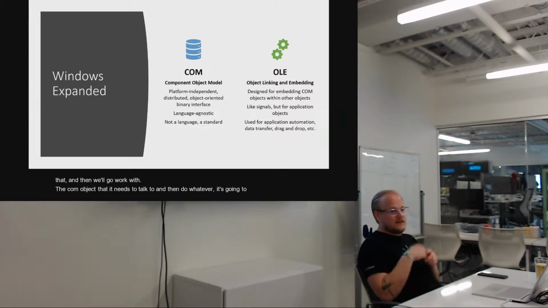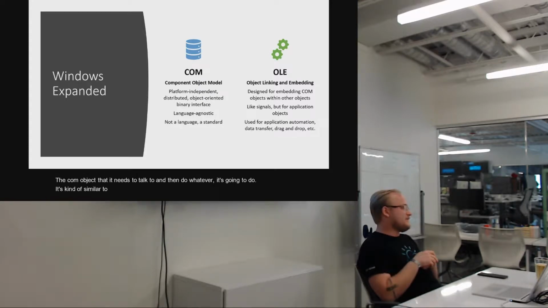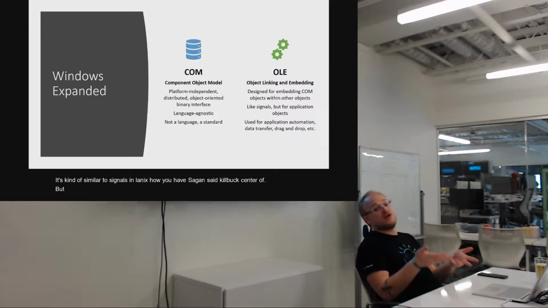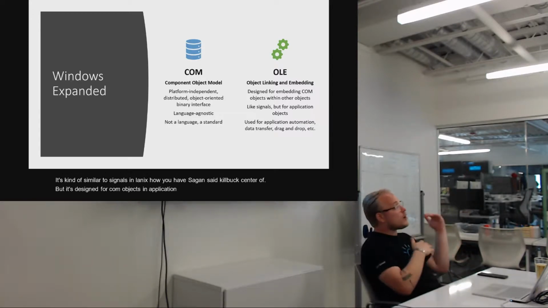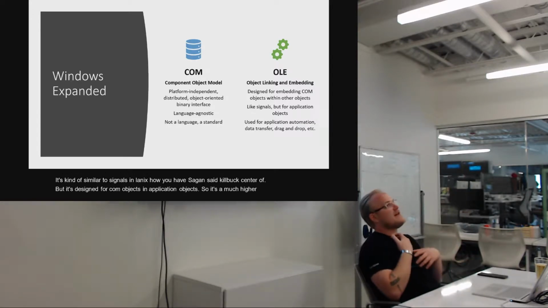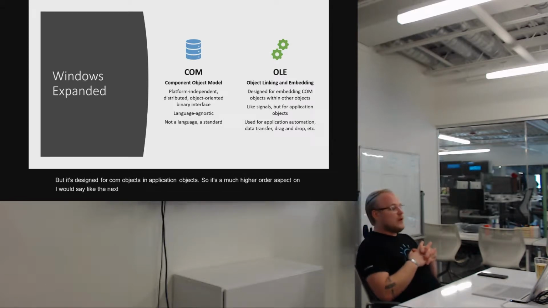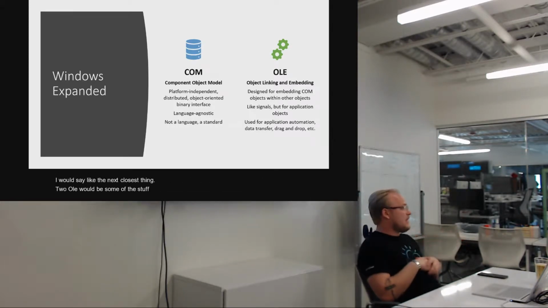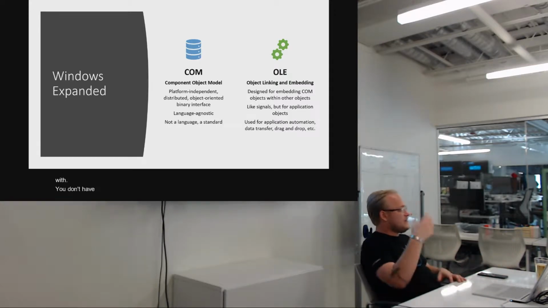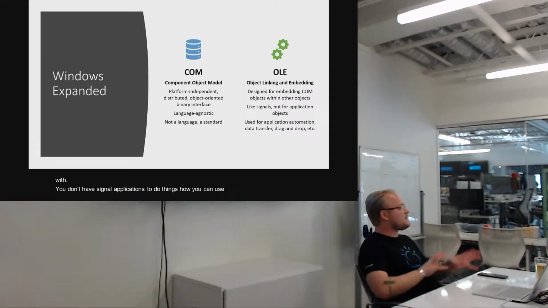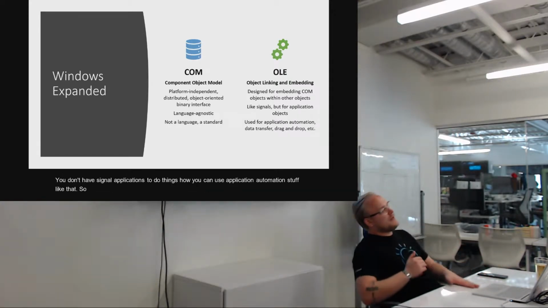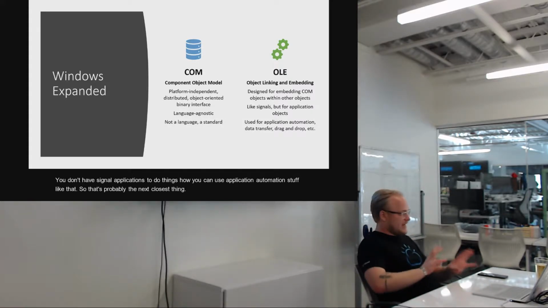It's kind of similar to signals in Linux, how you have SIGINT, SIGKILL, et cetera, but it's designed for COM objects and application objects. So it's a much higher order aspect. I would say the next closest thing to OLE would be some of the stuff that systemd or launchd do internally with how they signal applications to do things, how you can use application automation, stuff like that. So I'd say that's probably the next closest thing. It's just not quite as powerful as OLE.